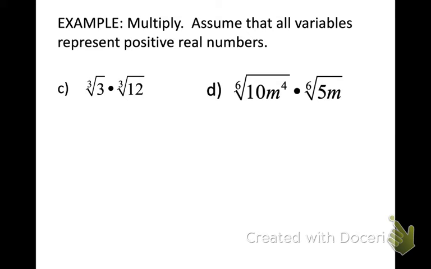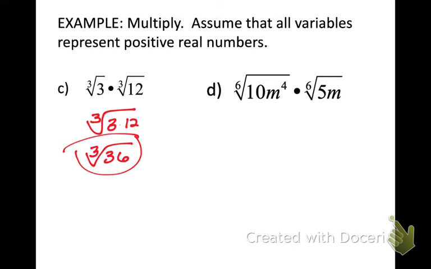Here we have a cube root of 3 times the cube root of 12. So that would become the cube root of 3 times 12, which is the cube root of 36.